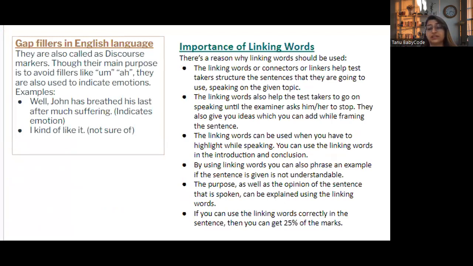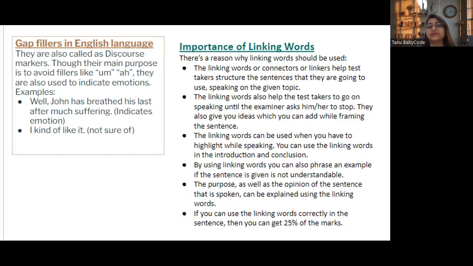Now, gap fillers in the English language. Gap fillers are also called discourse markers, right? The main purpose of gap fillers is that you should avoid fillers like "er," because they are also used to indicate emotions, right? For example, John has breathed his last after much suffering. So what this statement conveys is kind of an emotion. I kind of like it. So that means you're not sure of it, right? So these are the fillers of the English language.